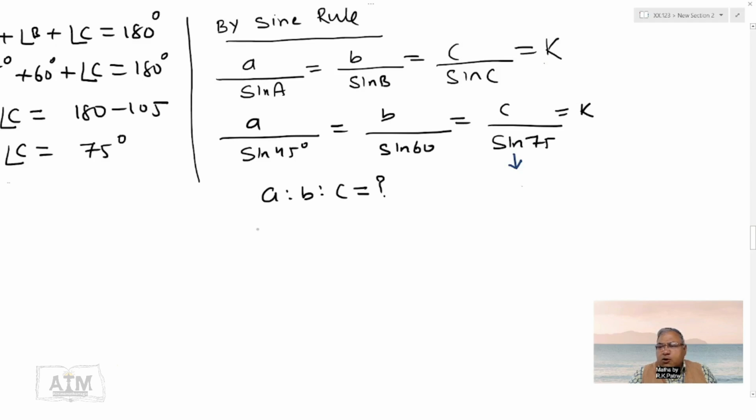From tables of trigonometry, we know the sin 45 value. Sin 45 equals 1 upon root 2 and sin 60 equals root 3 upon 2. But we don't know the sin 75 value. So how to find the sin 75 value? I will calculate the value of sin 75 separately and come back here.